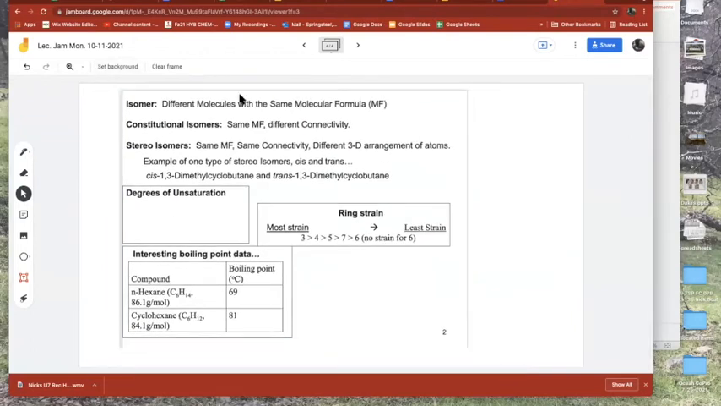Okay, so isomers are different molecules with the same molecular formula. And then constitutional isomers have the same molecular formula but different connectivity. Like, I'll give it to you here.